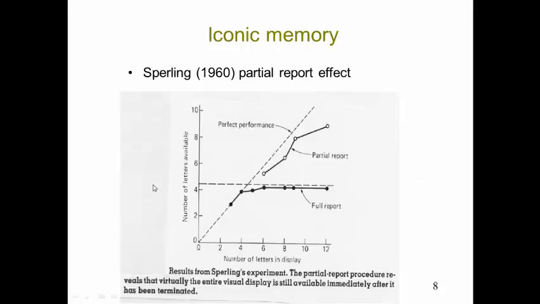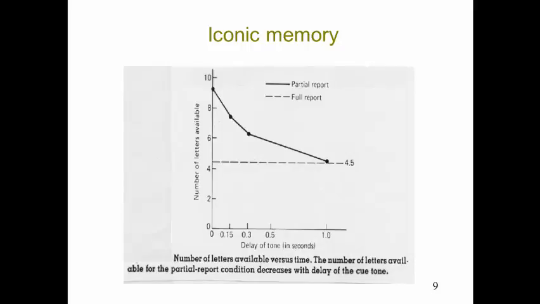So here's the data from the partial report effect. First let's look at the full report condition. That's the baseline condition where people are asked to report any 4 letters, and regardless of the number of letters in the display, even when you go up to 12, the condition we just saw, people report 4 items. But in the partial report condition, when you're asked to report a certain 4 letters, people's performance was near perfect. So that suggested that for a brief period of time, after being exposed to certain visual information, we have access to it. And that period of time is quite brief.